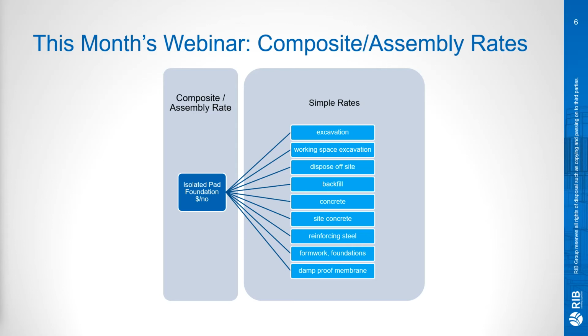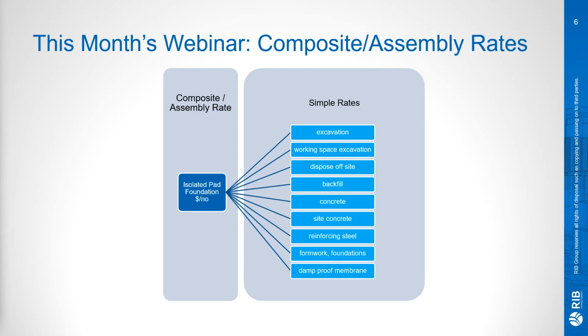So for example, over here, we're going to be focusing on building a composite rate for an isolated concrete pad foundation throughout this entire webinar. But that assembly or that composite rate is made up of other rates such as excavation, working space excavation, backfill, concrete, reinforcing steel, formwork, etc. So eventually we want to be able to build up a composite rate with all of these simple rates. So with that being said, let's see how this looks within costX.